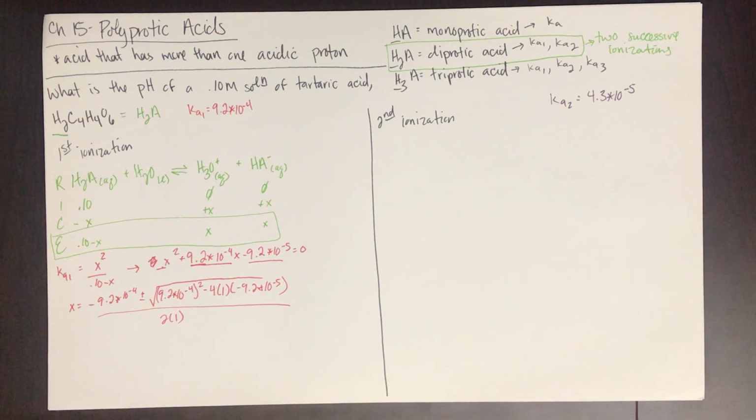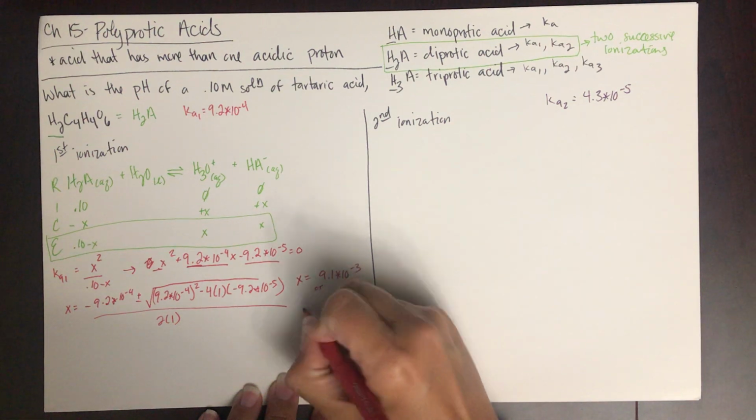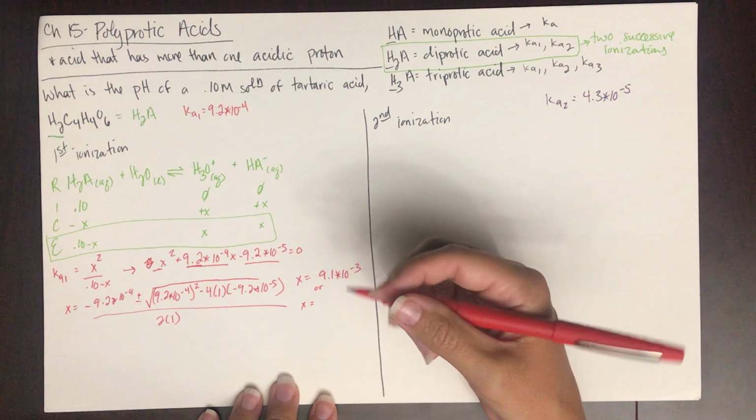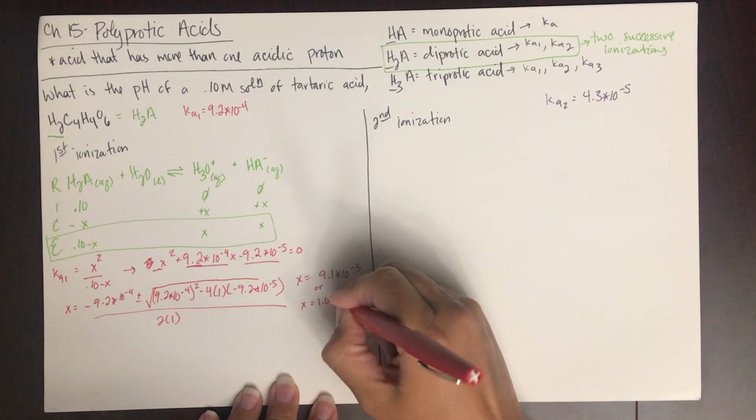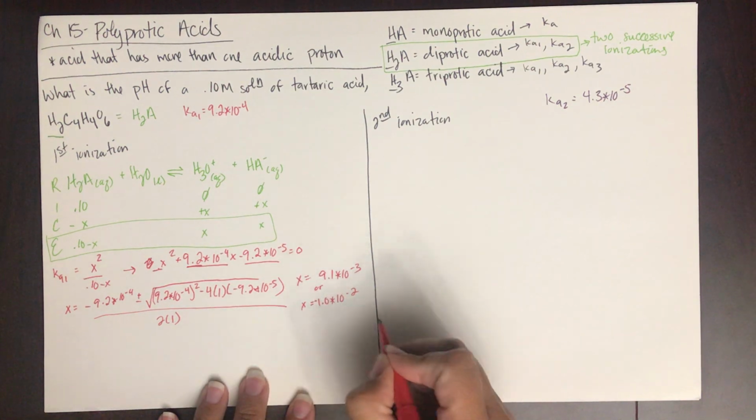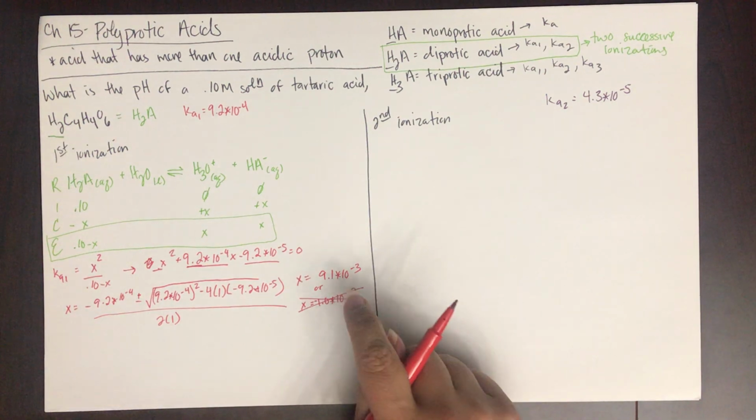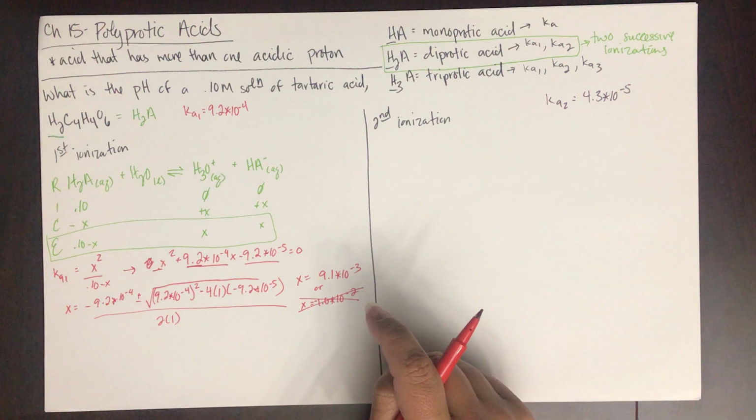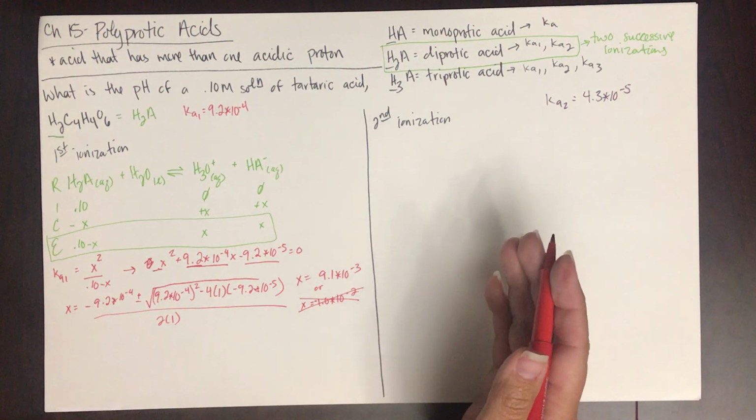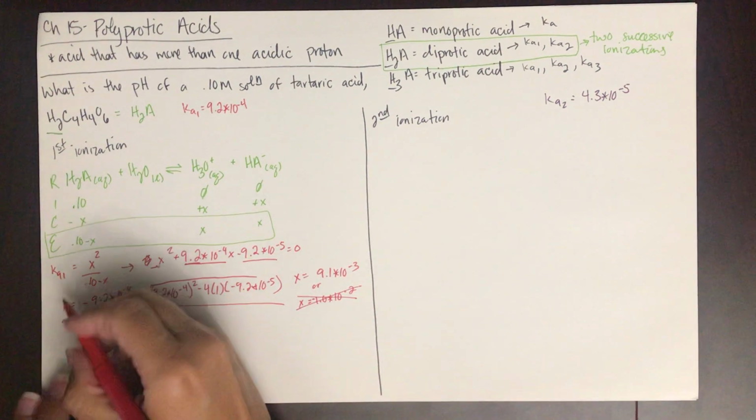I am going to get that x equals 9.1 times 10 to the negative 3, and x equals negative 1.0 times 10 to the negative 2. So remember what x is. X is a concentration, so x cannot be a negative number. Which means x is 9.1 times 10 to the negative 3. So at the end of the first ionization, let's just see what the concentrations are.